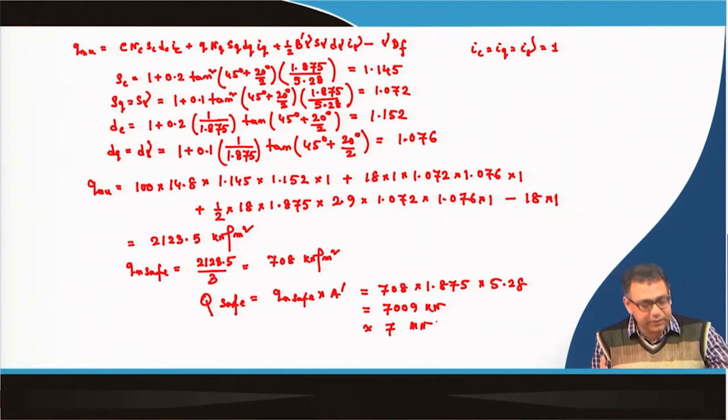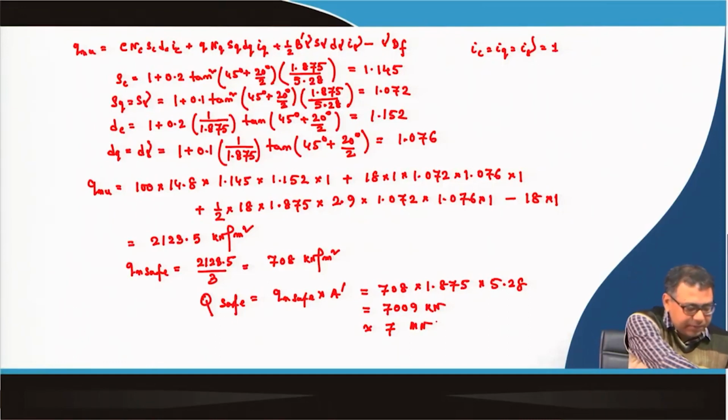So, you can see that in the previous problem I considered the one way eccentricity and the safe load was around 10,000 kilonewton, but now here I have taken the two way eccentricity. So, the effective area has been further reduced, and the total safe load the footing can carry is 7 meganewton, or 7000 kilonewton, which is reduced compared to the first case.